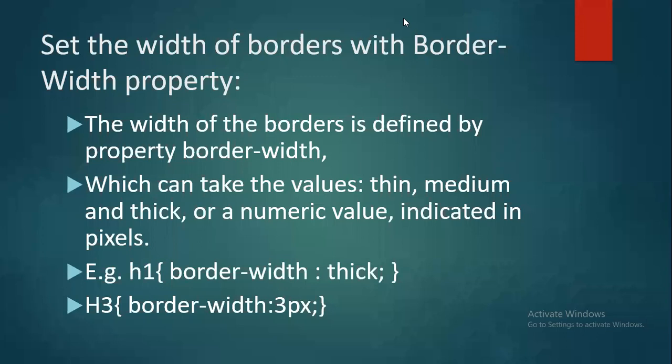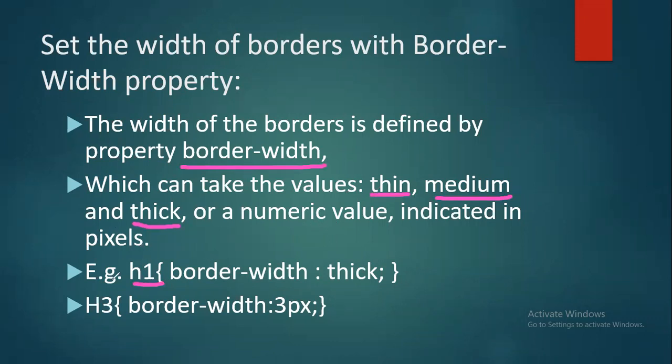The width of the borders is defined by the property border width. To define the width of the border, we use the border width property, which can take the values thin, medium and thick. You can also give numeric values for the border in the form of pixels, for example 5 pixel, 10 pixel, 15 pixel. However much border you want, you can define the numeric value for that.